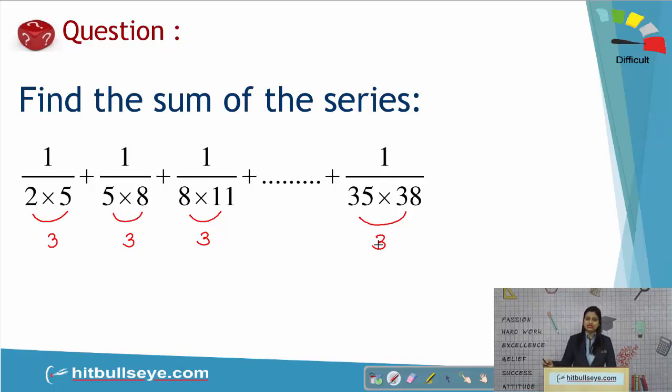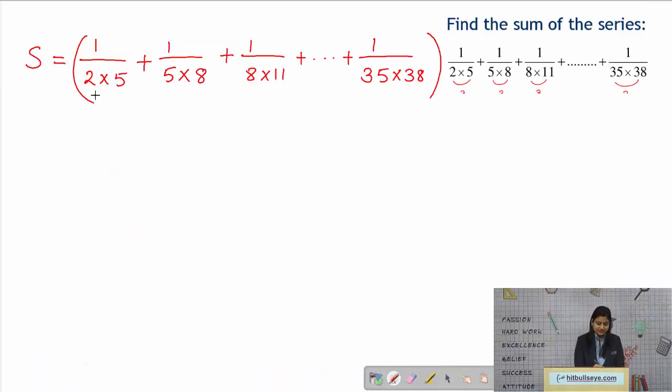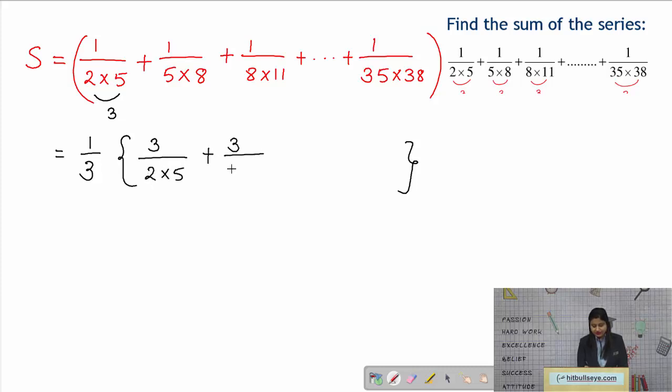So how to solve these kind of sums? Again, there is a method. In this case, you will take the difference. As you can see, this is 3. So we will multiply and divide the whole series by 3. I mean, it will become 1 by 3. We are dividing it by 3 and we are multiplying it by 3. So it will become 3 upon 2 into 5 plus 3 upon 5 into 8 plus so on up to 3 upon 35 into 38.